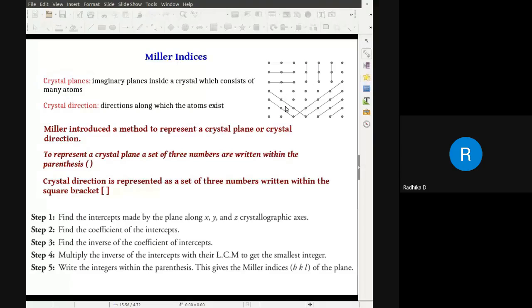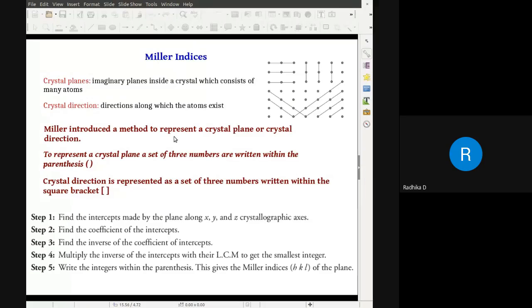So there are different directions along which the atoms exist. It can be horizontal, vertical, downward, upward, whatever be the direction. That is known as a crystal direction. So a crystal plane is an imaginary plane which has the atoms. A crystal direction is the direction along which the atoms are existing. Not all the atoms, some of the atoms might be existing. Some will be horizontal, some will be vertical, some will be in some other direction.